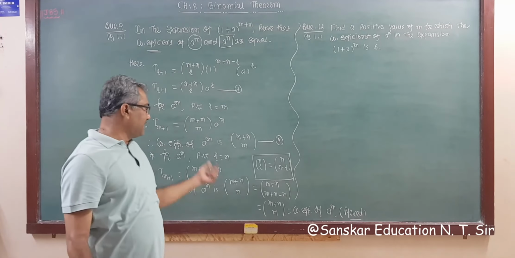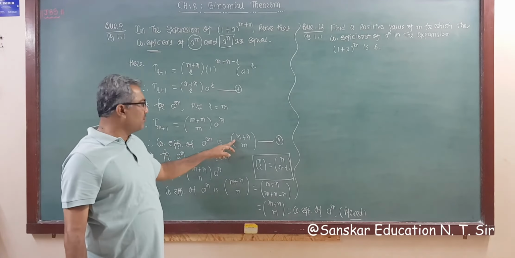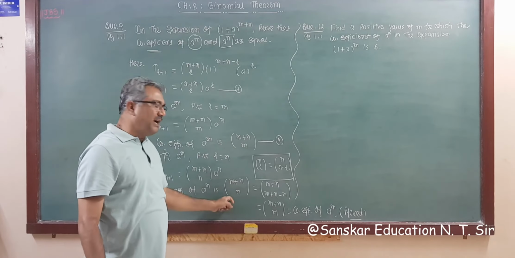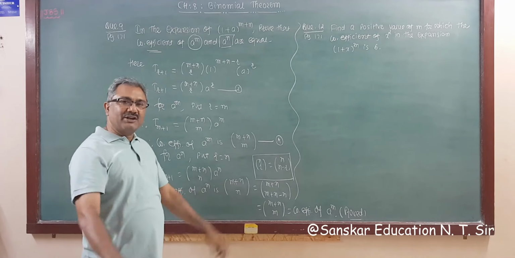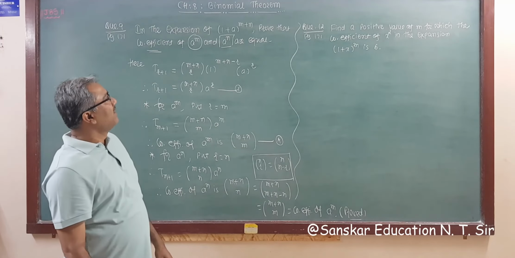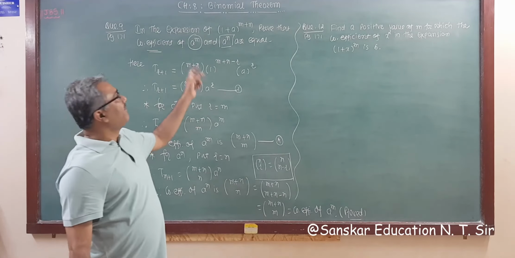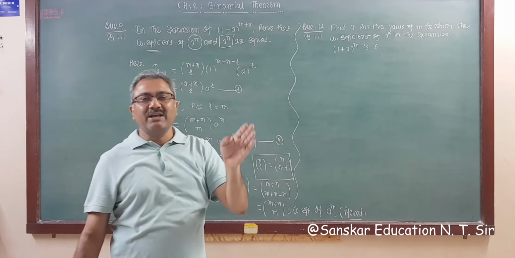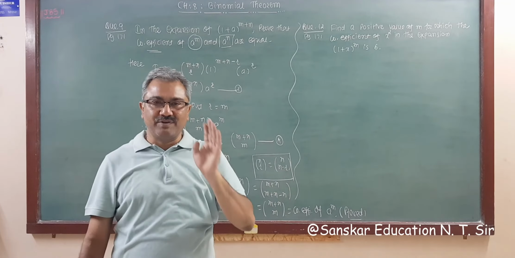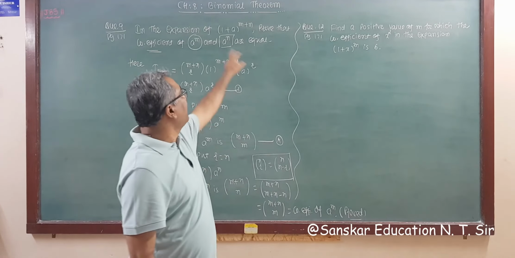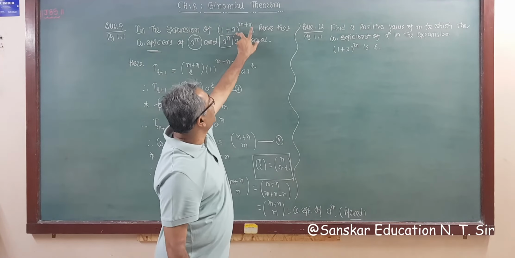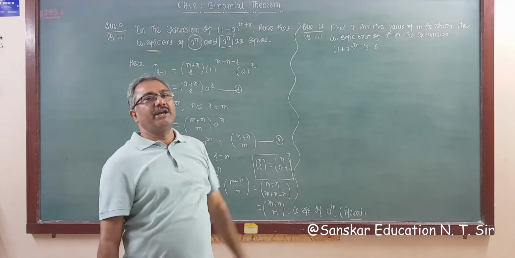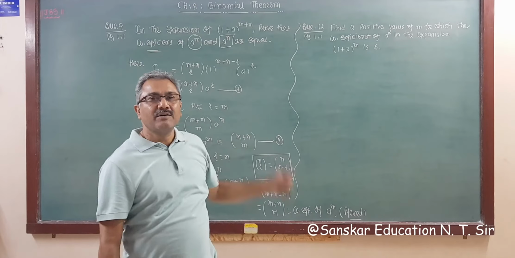Got it? You can also change it here, so that n comes here, and both are the same, so you will get your answer, right? So remember one thing: when it is given (1 + a) raised to m + n, the coefficient of a^m and the coefficient of a^n are always equal. Remember this as a formula.